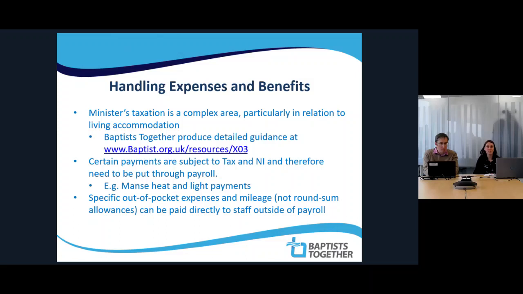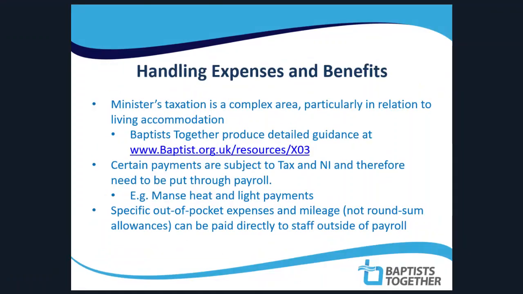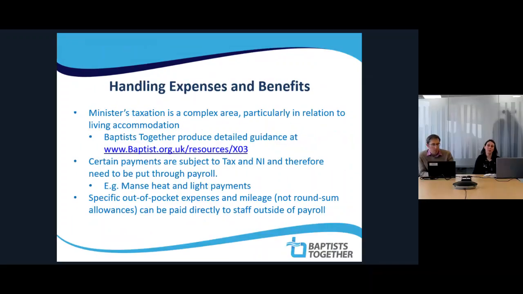You can claim a percentage of it tax-free, but generally for the business use of the property. But generally, if you're paying heat and light payments over and above around probably 20–25% of the costs, that has to go through payroll, and it needs to be taxed. It's subject to tax, sorry, but not national insurance. Any other sort of out-of-pocket expenses, mileage, a train fare, they might buy some books to prepare for a sermon, any other out-of-pocket general expenses can just be dealt with directly.